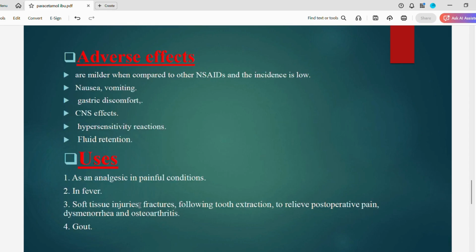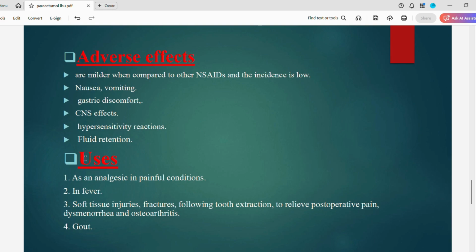So now we will see adverse effects. These are mild compared to other NSAIDs, and the incidence of the effect is lower compared to other drugs of this NSAID class. So nausea, vomiting, gastric discomfort can also occur when this is administered. It can affect the CNS activity. It can cause hypersensitivity reactions. There may be fluid retention in the body.